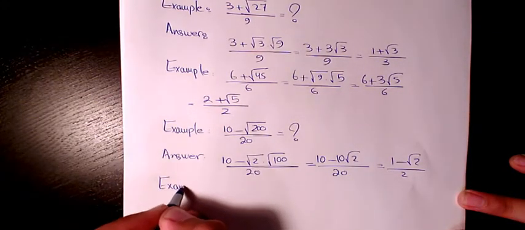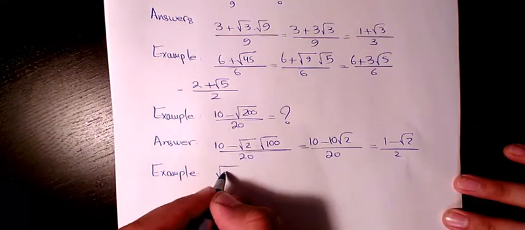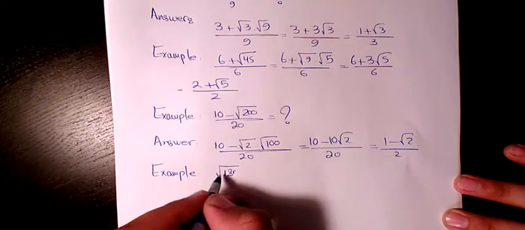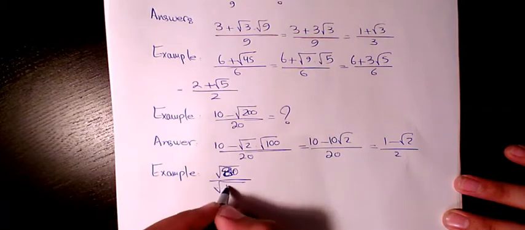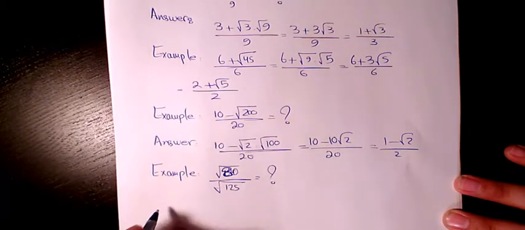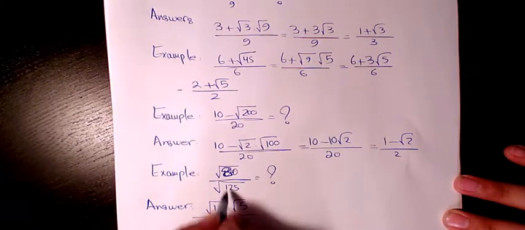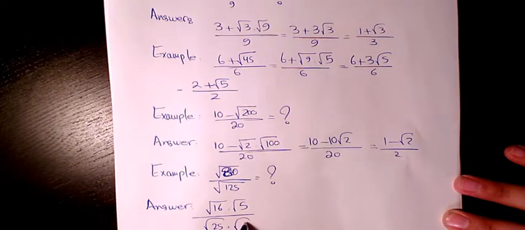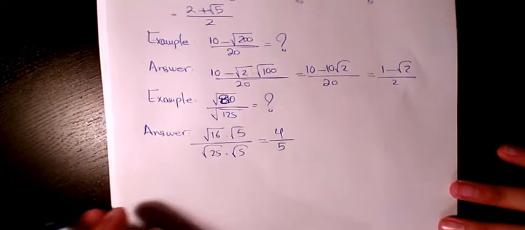Next example is root 80, not 180, just 80, divided by root 125. The answer is: 80 is 16 times 5, and 125 is 25 times 5. Root 5 and root 5 cancel out. Root 16 is 4, root 25 is 5. So the answer is 4 divided by 5.